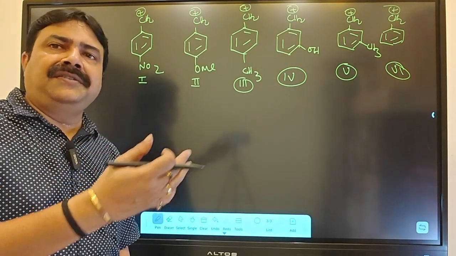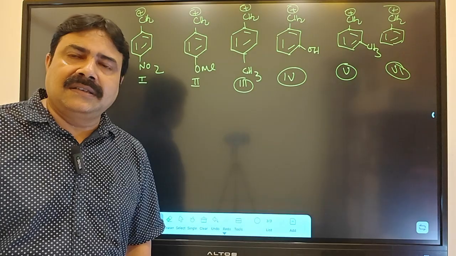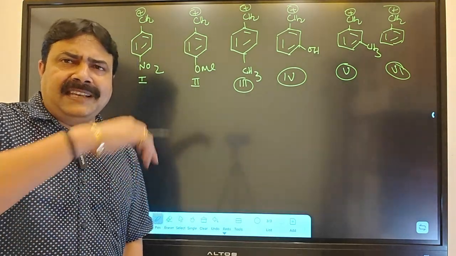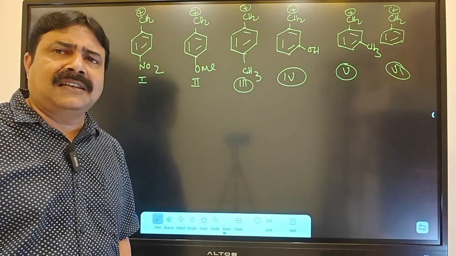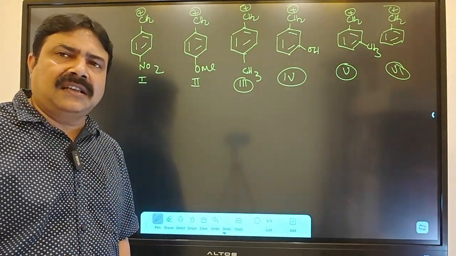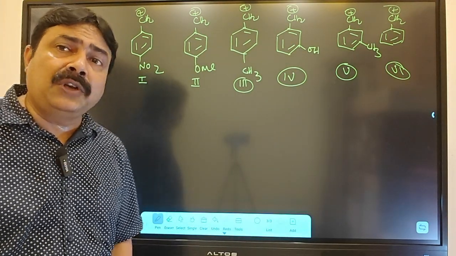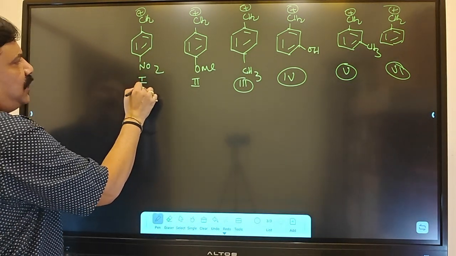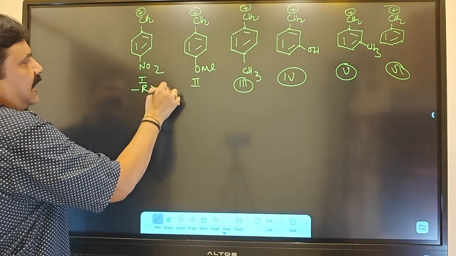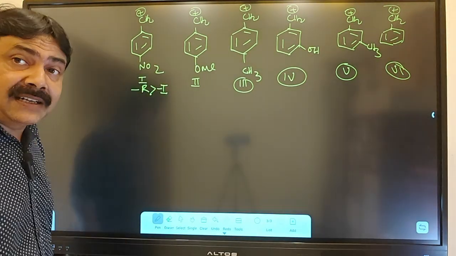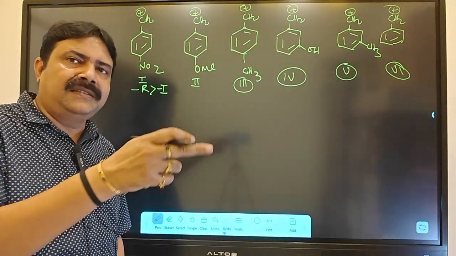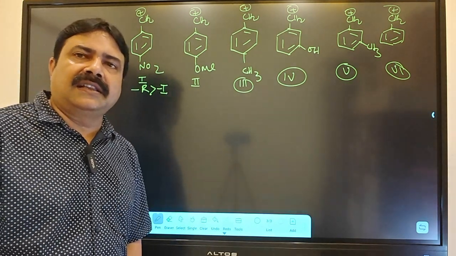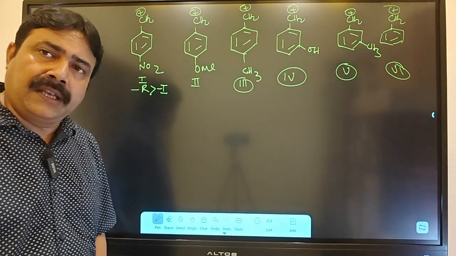An electron releasing group always will increase the stability of a carbocation. In all cases the benzene ring is providing plus R to the CH2 plus. The additional group attached to the benzene ring will play the key role. Now if you look at the nitro group, it will exert minus R as well as minus I, but minus R will be greater than inductive, because the order is aromaticity is greater than equivalent resonance, is greater than resonance, is greater than hyperconjugation, is greater than inductive.